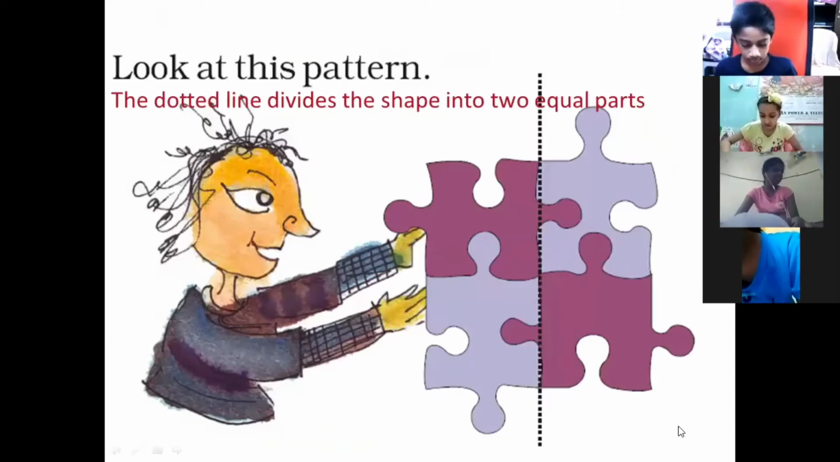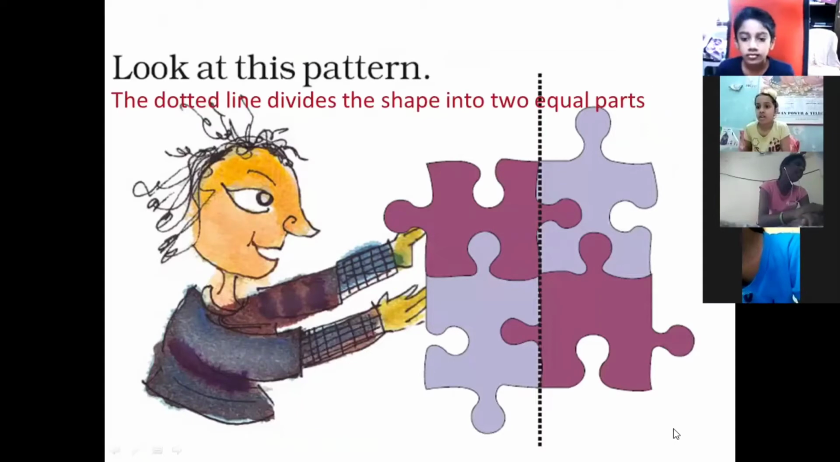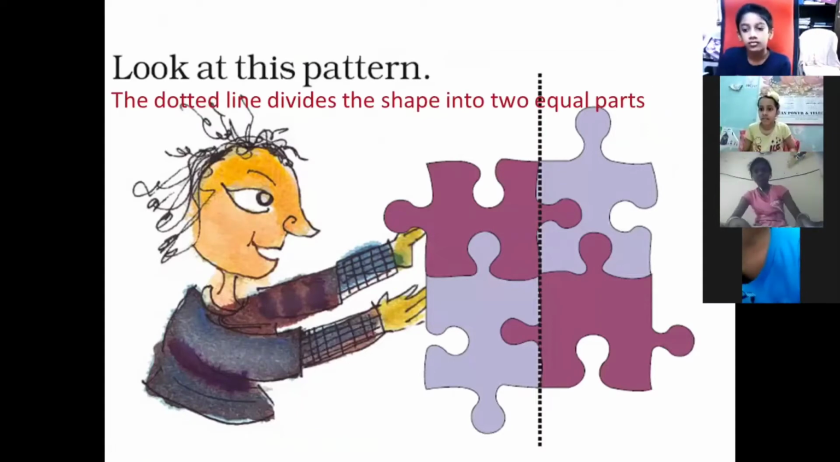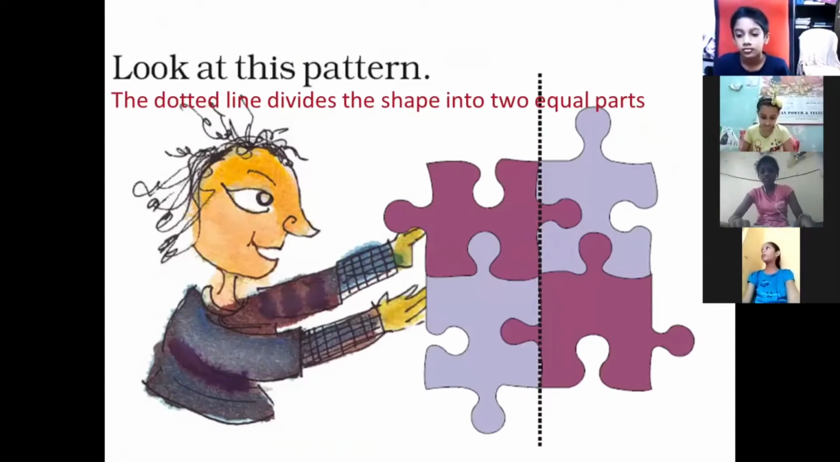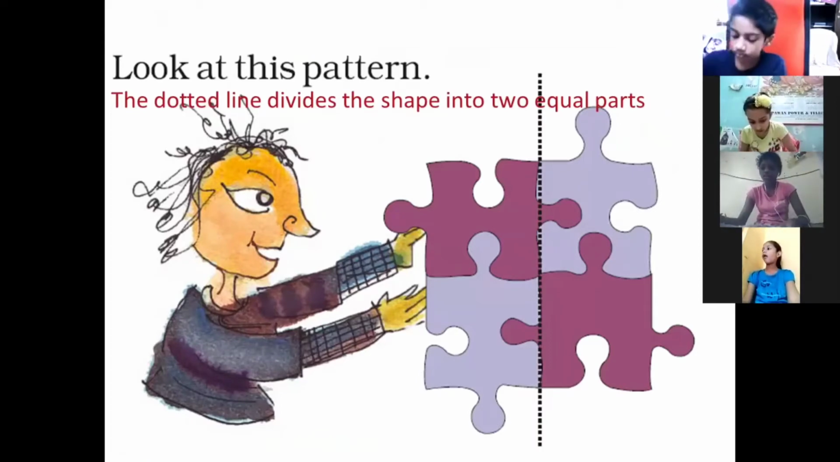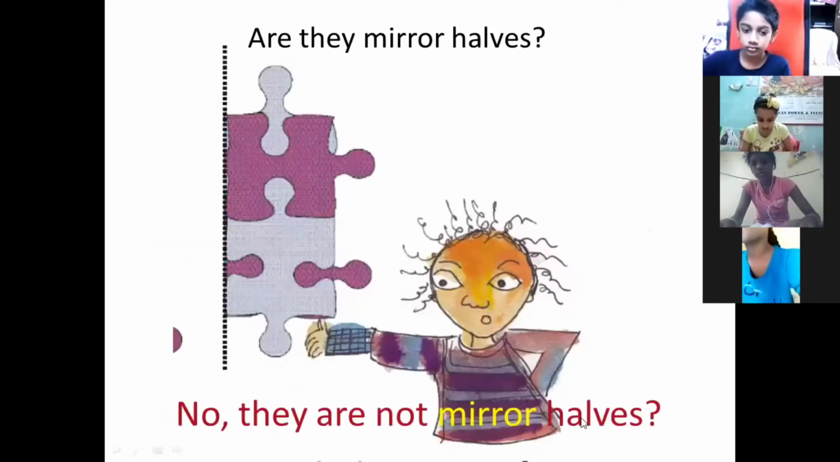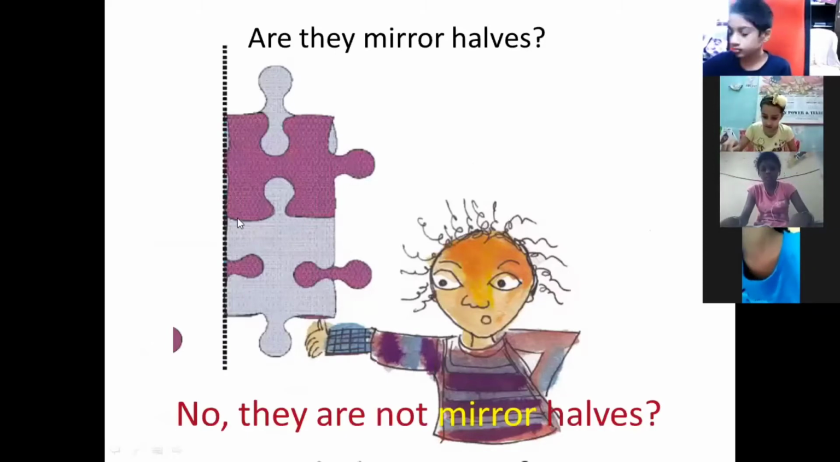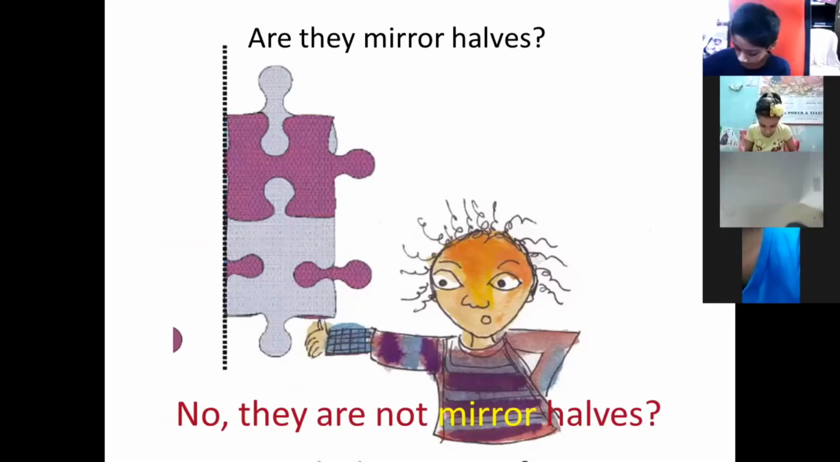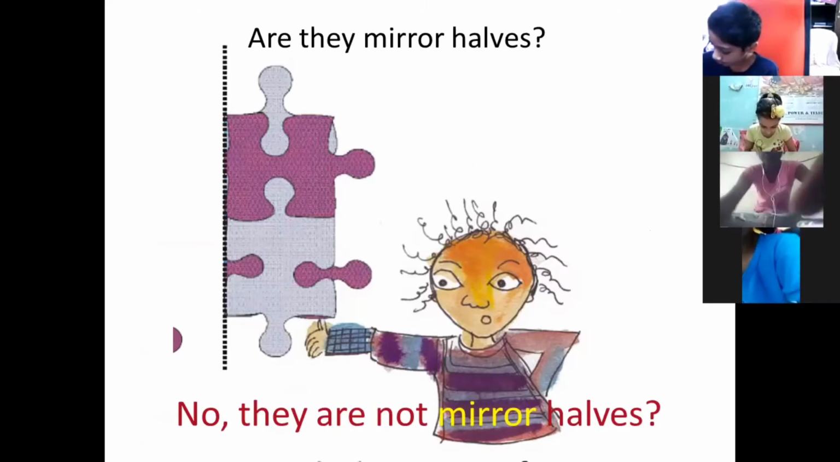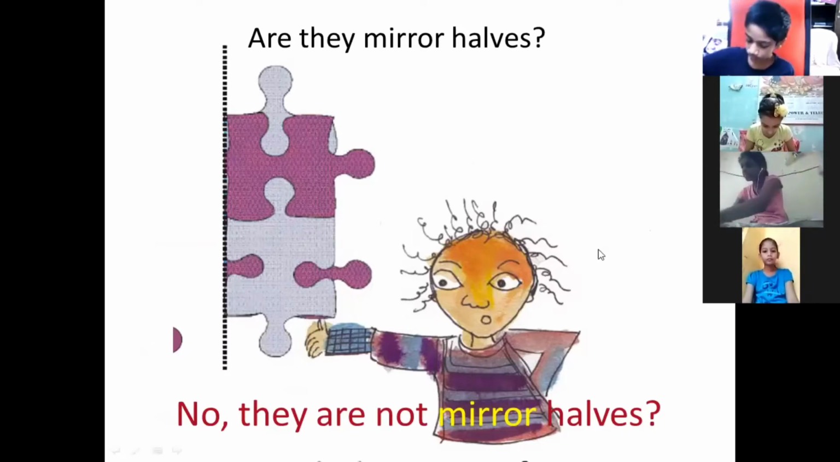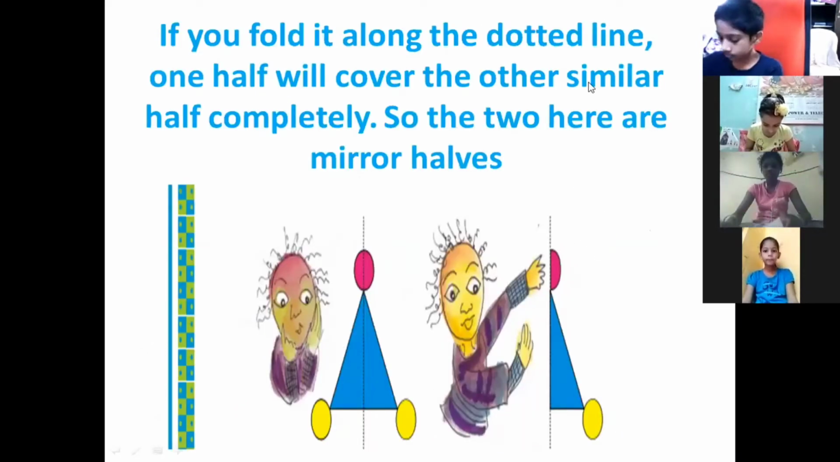Now look at this pattern. While observing it, we can say that the dotted line divides the shape into two equal parts. But are they mirror halves? No. Why? When you place one part on the other part, it does not completely cover the second half. So those are not mirror halves. Let us see what a mirror half is.